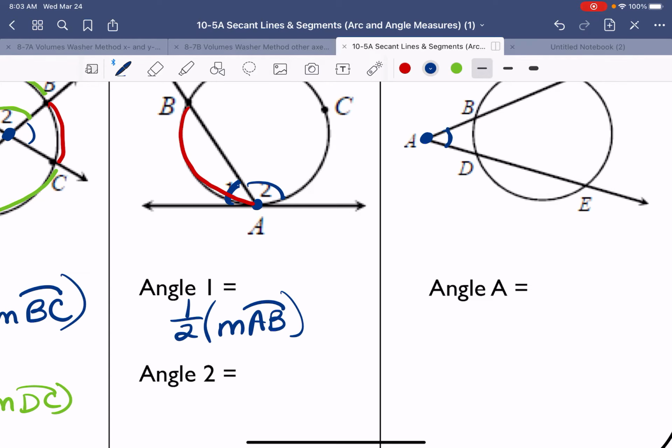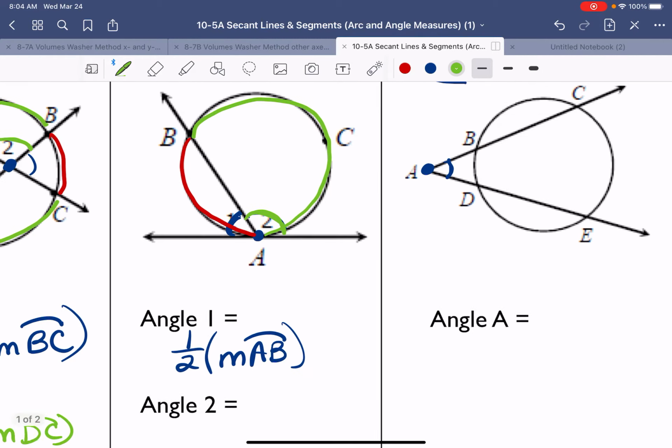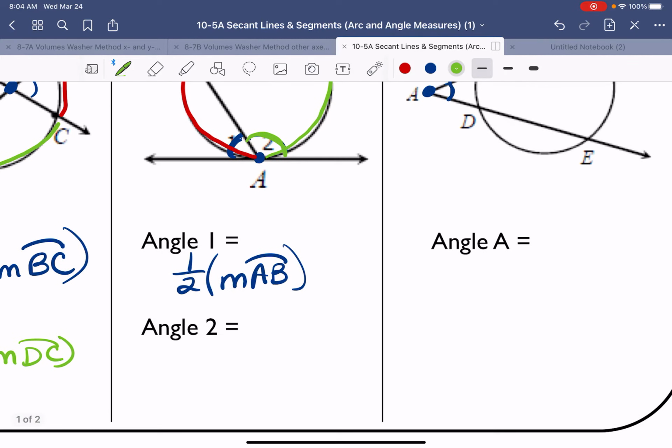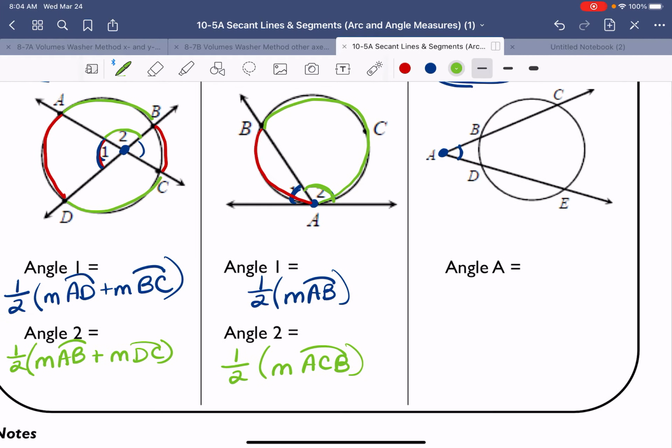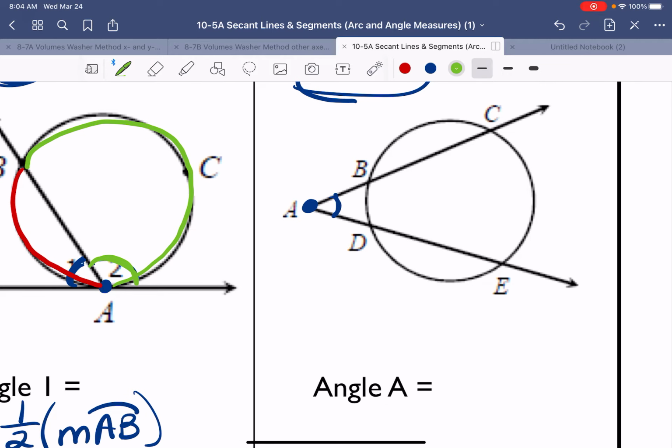Likewise, for the measure of angle 2, the arc connected to that one is arc ACB, the larger arc right there. And just like before with inscribed angles, the measure of angle 2 is 1/2 times the measure of arc ACB.